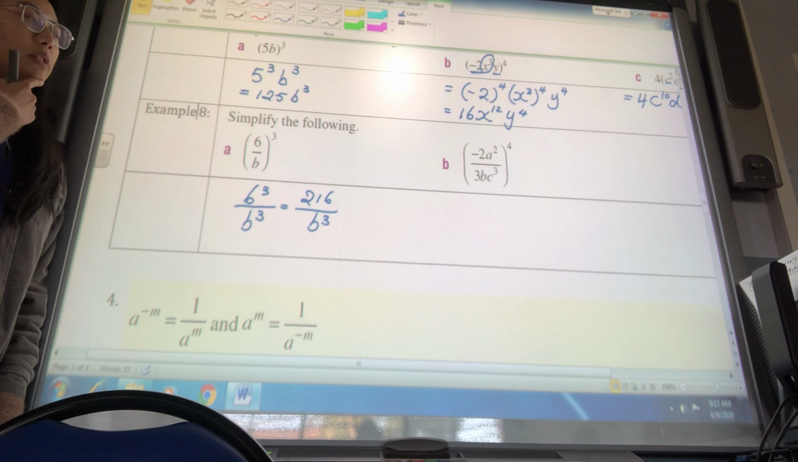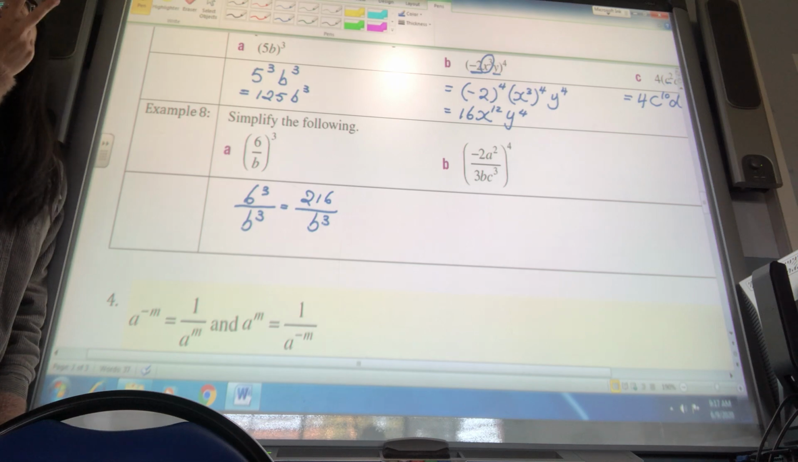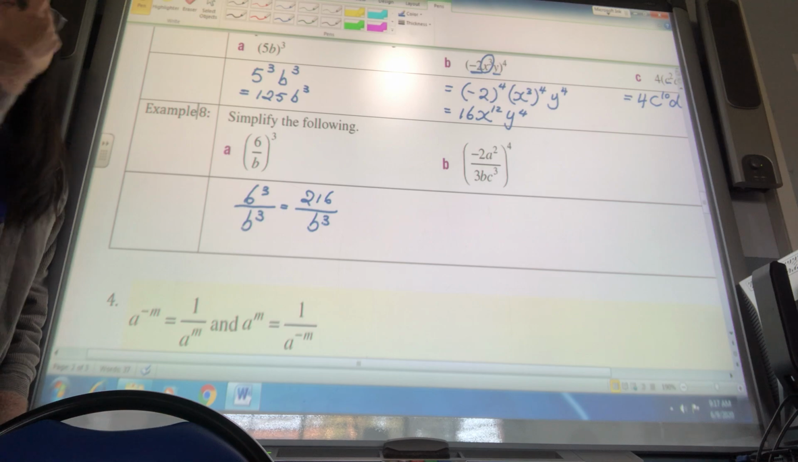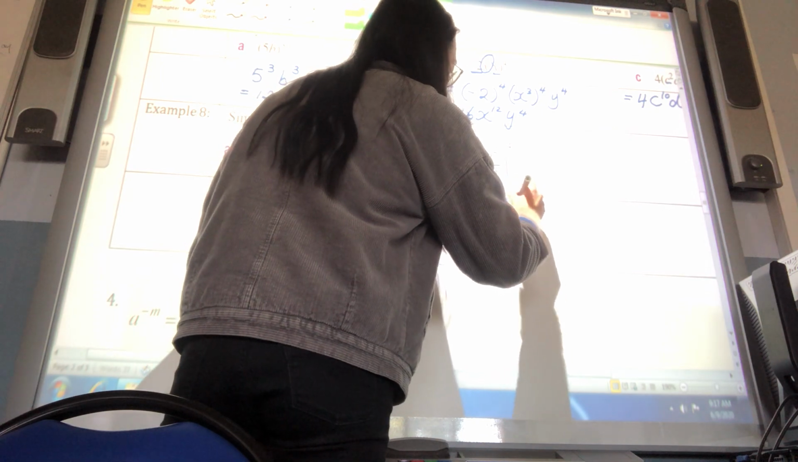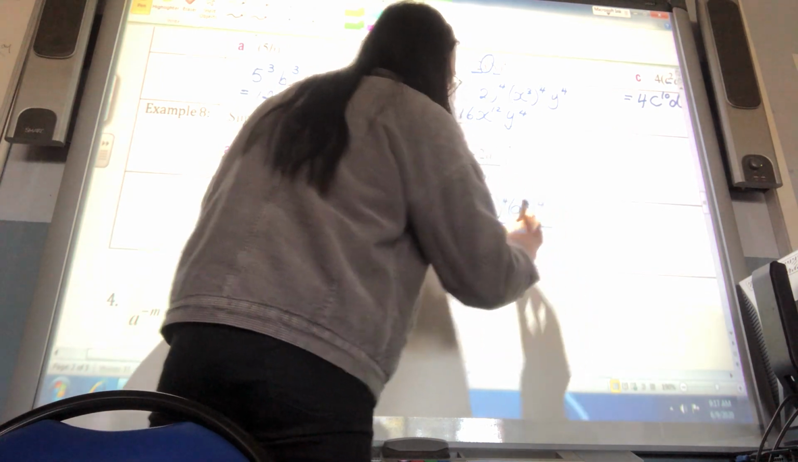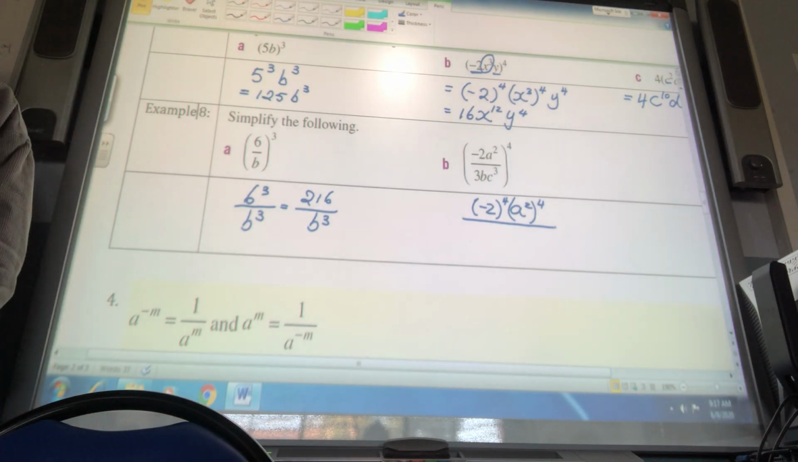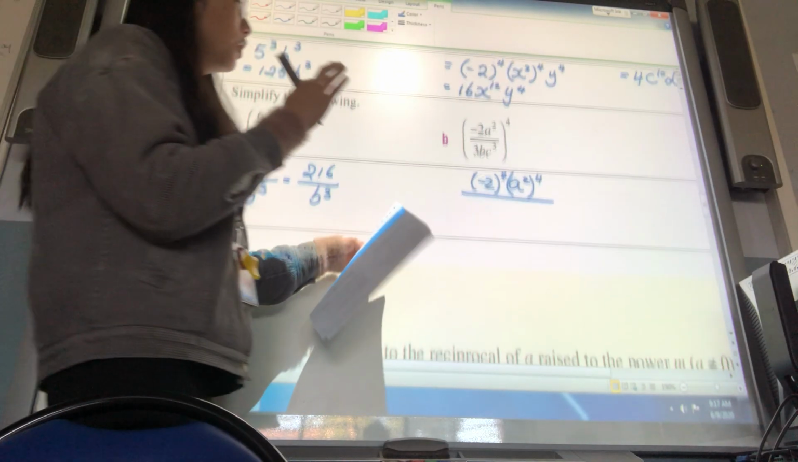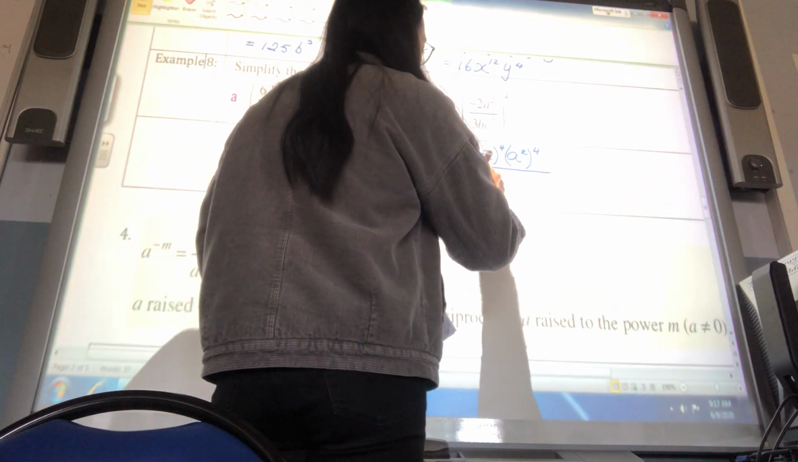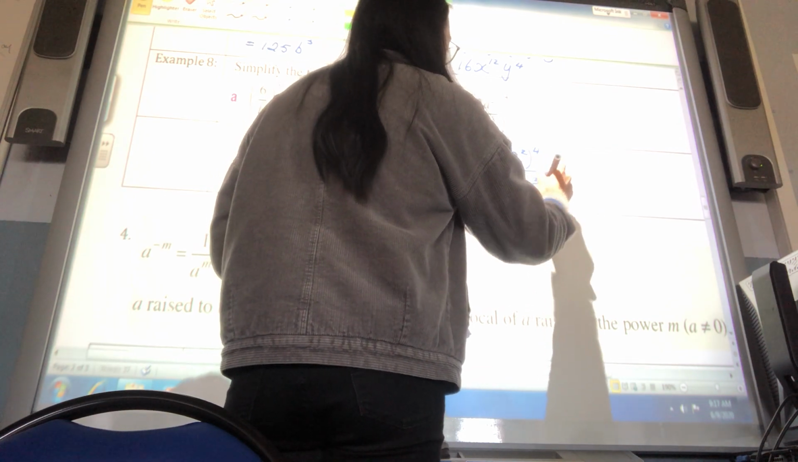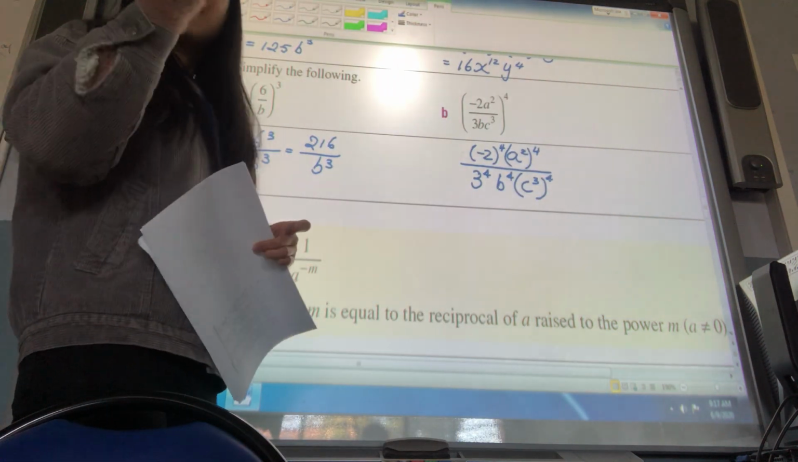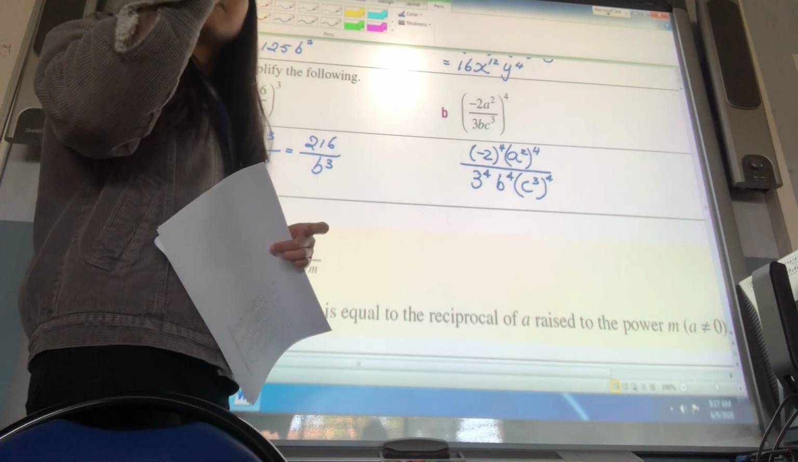Second one, I guess the same question kind of appears here. How many terms do you have on the top? You have 2, minus 2 and a squared. So you need to do minus 2 to the power 4 times a squared to the power 4. On the bottom, how many terms do you have? You have 3 terms. So 3 to the power 4, and you have b to the power 4, and c cubed to the power 4. Don't forget, very, very important, that you're applying the power to every single term.